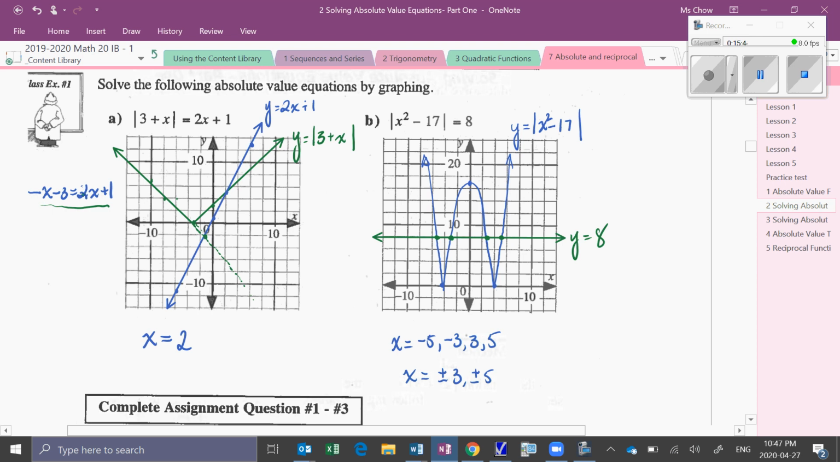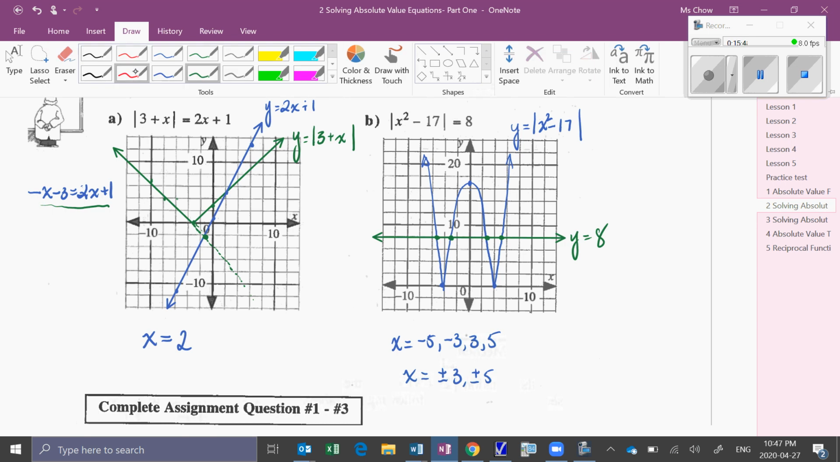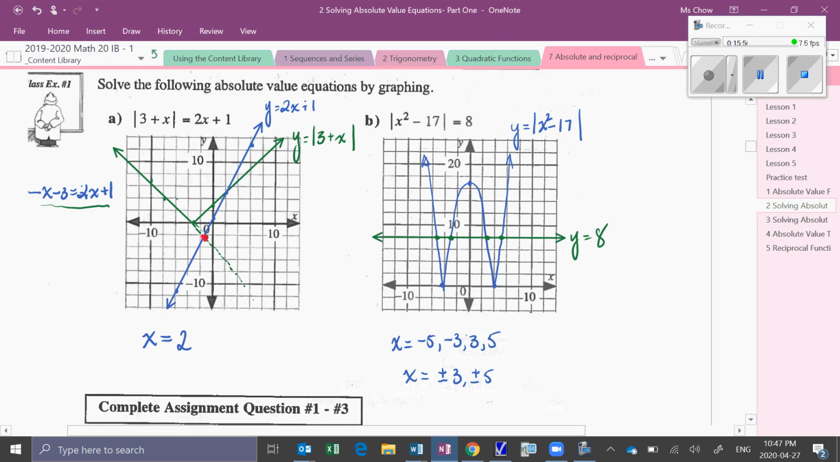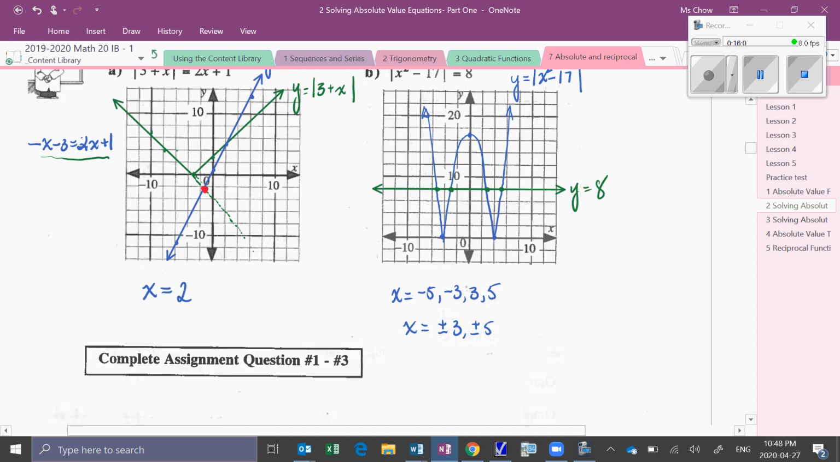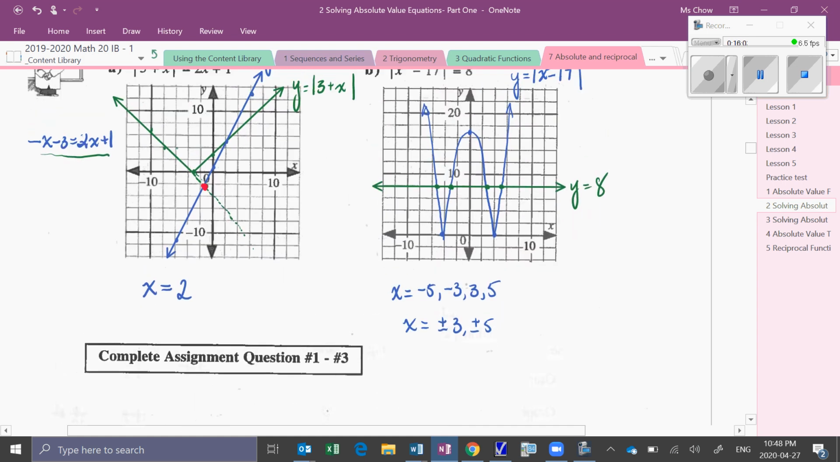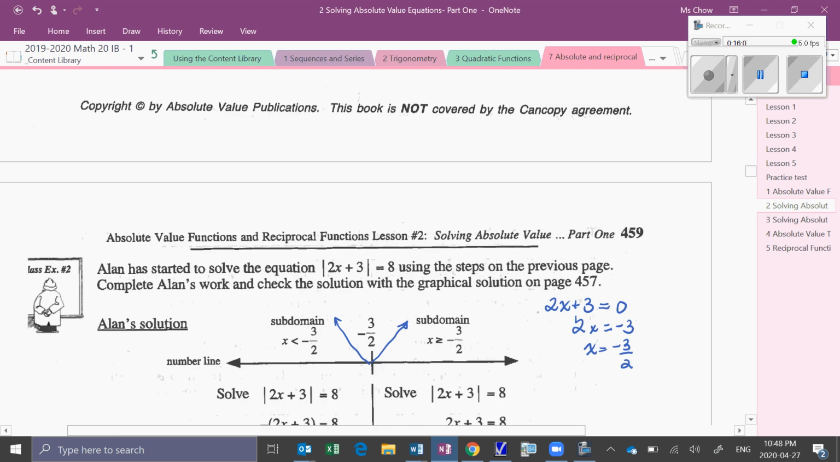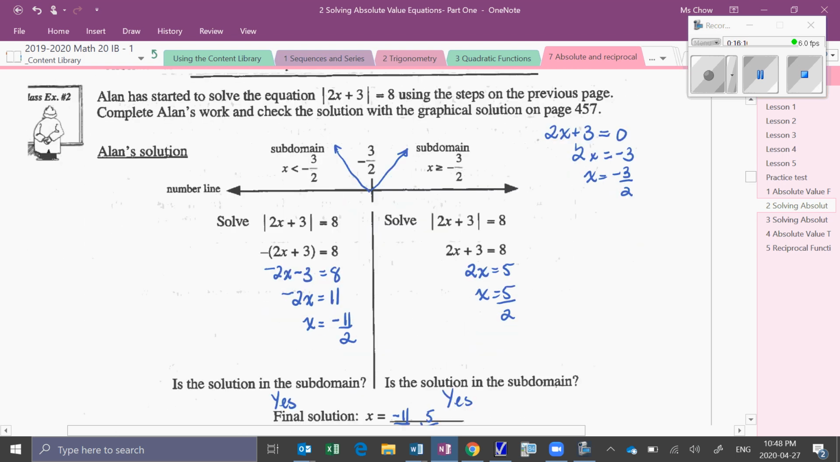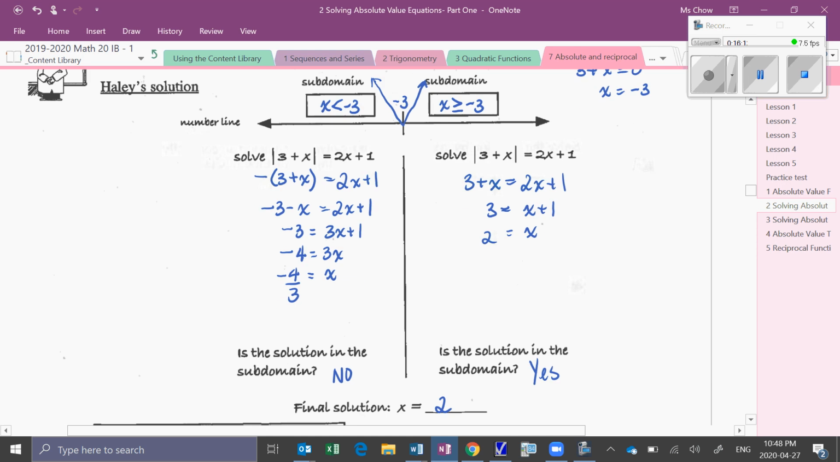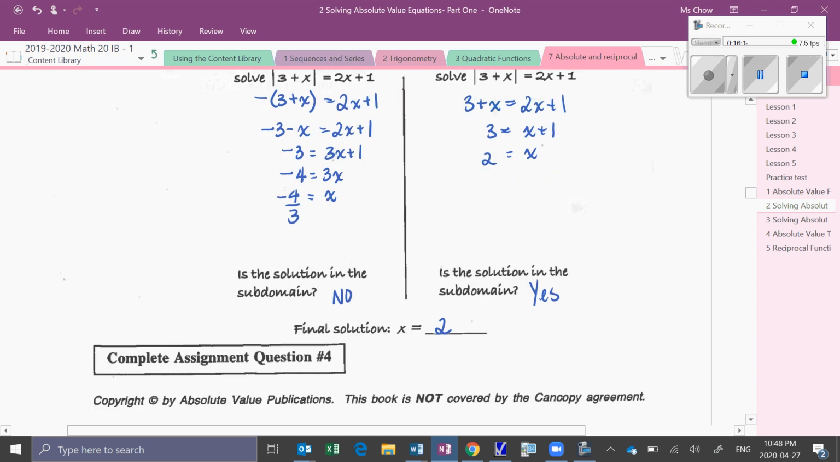So that intersection point does exist between -x minus 3 and 2x plus 1. However, this particular point right there, let me use a different color, is not actually on the graph of the absolute value of 3 plus x with 2x plus 1. So we would call that an extraneous solution. That solution does not actually exist because it's not part of that absolute value graph. And so that's where that -4/3 is coming from.